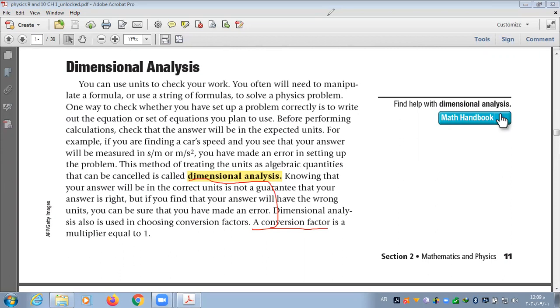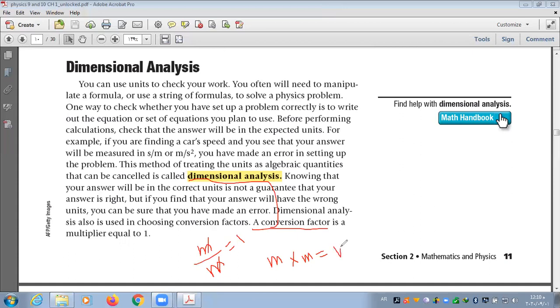The dimensional analysis is the method of treating the units as algebraic quantities that can be cancelled. Excellent, excellent, Muhammad. So we can use the units like meter. If we divide meter over meter, they will be cancelled, and the result will be equal to 1. So we are dealing with units as numbers, okay?